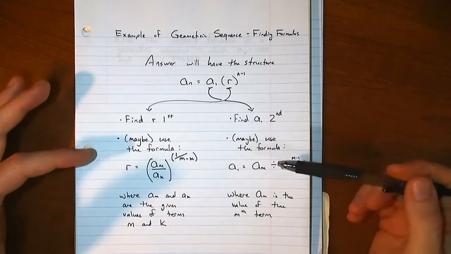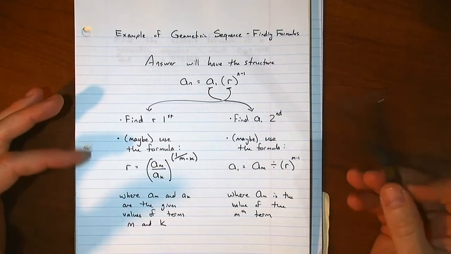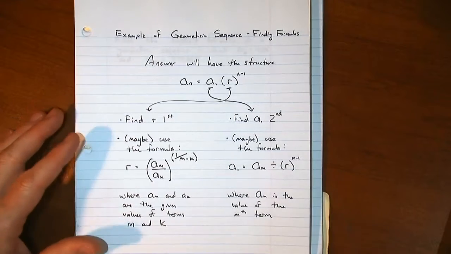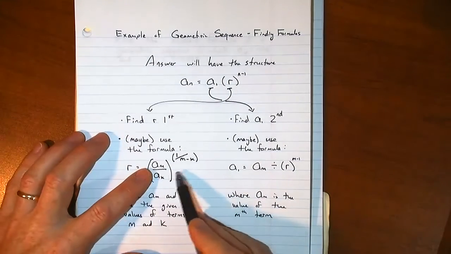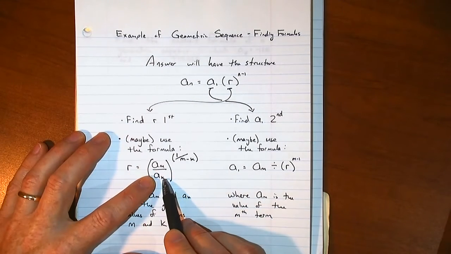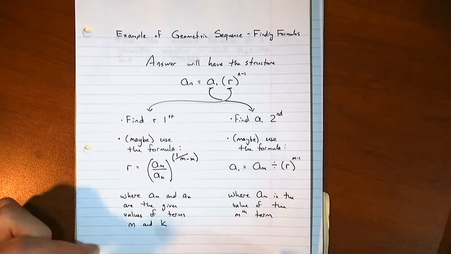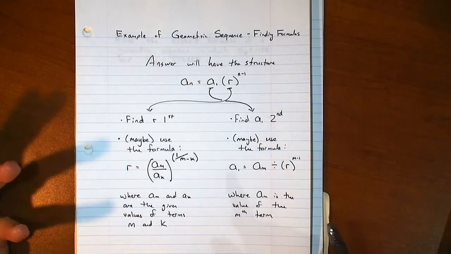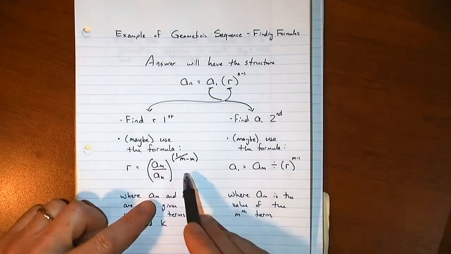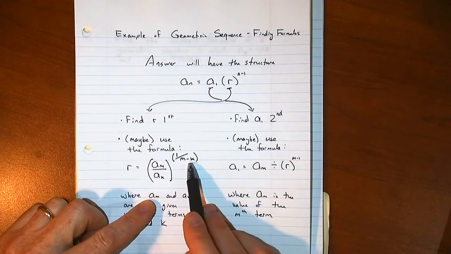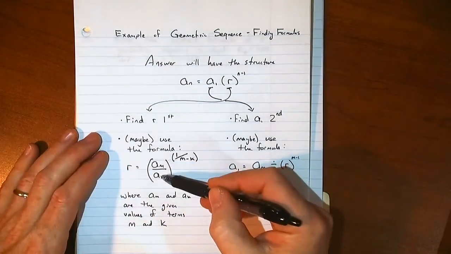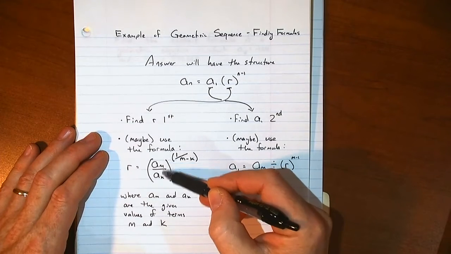Now, just in case you haven't watched the previous video and you're skipping right to the example, make sure you understand how these things work. So when I say a sub m and a sub k, those are the values of two terms they've given you. So say they gave me the third term and the fourth term, then m and k are 3 and 4. But the values of those two terms, that's what I'm plugging into this fraction right here.